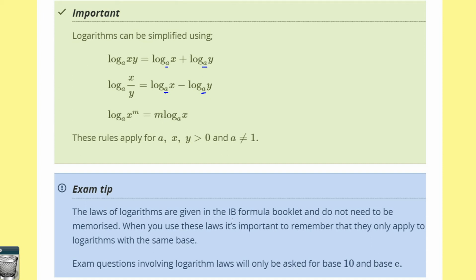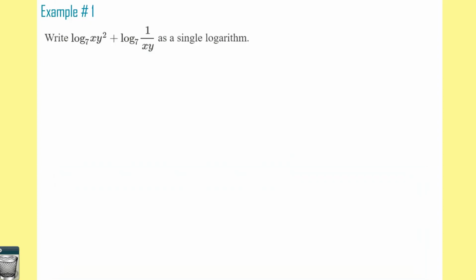All right, so exam tip. These are going to be in your booklet, so you don't have to memorize them, but you should understand how to use them. And you will only be asked to manipulate them in base 10 and base e, which is nice. We're of course going to practice it with more than just base 10 and base e because I want you guys familiar with this. You've done it before.